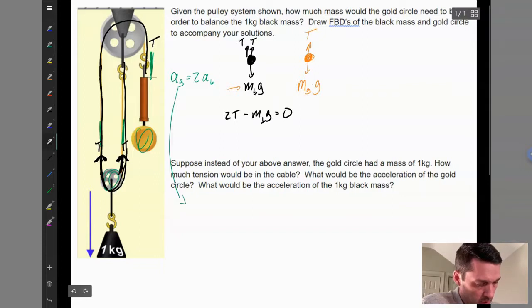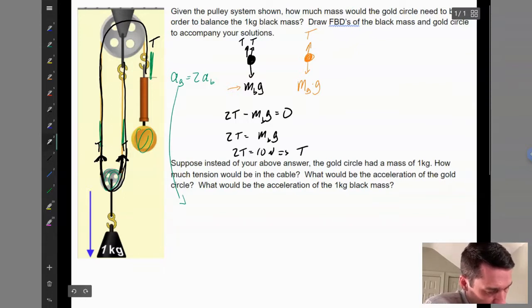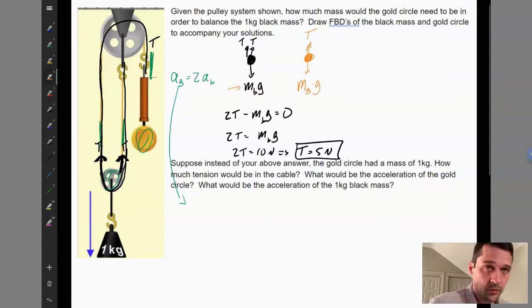We're at rest, we're balanced, so that tells me that 2T equals m_B g. Well, we know what the mass of the black thing is. It's 1 kilogram, so that means it's 10 newtons. So 2T equals 10 newtons, so that tells me that the tension equals 5 newtons. All right, that's a very important piece of information, which we can then plug in to figure out what the mass of the gold thing needs to be.